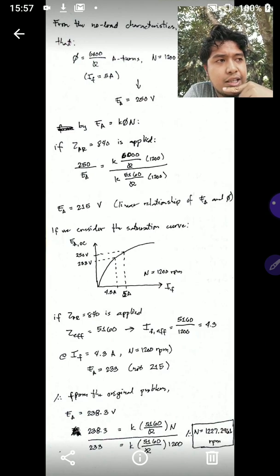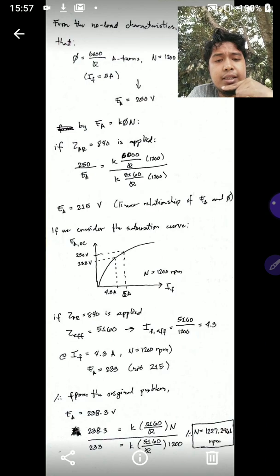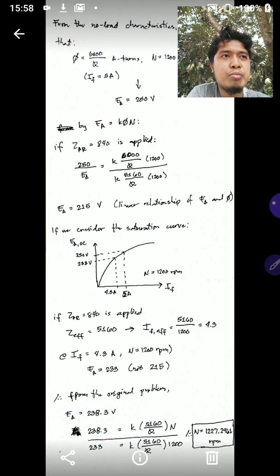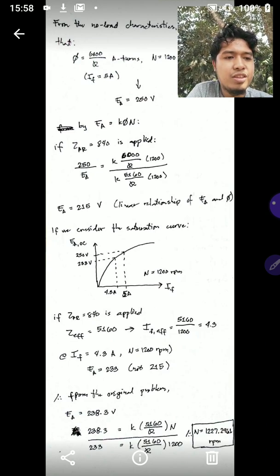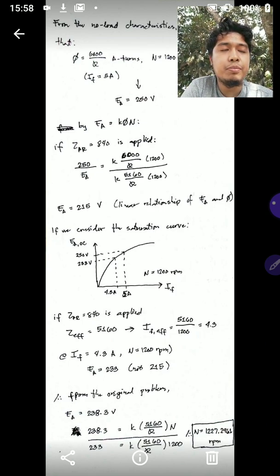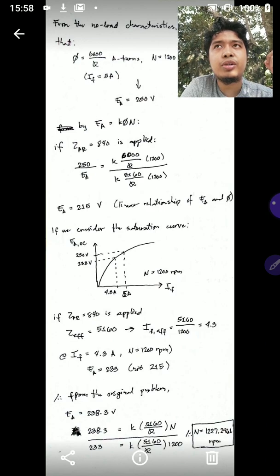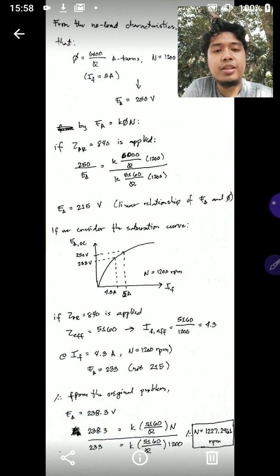You have nonlinear reaction because of the saturation of the core. So you cannot make the field current infinite to make the voltage at the armature infinite. There is a point where you can no longer increase the induced voltage at the armature, because the core can no longer admit that much flux, because it is already saturated.